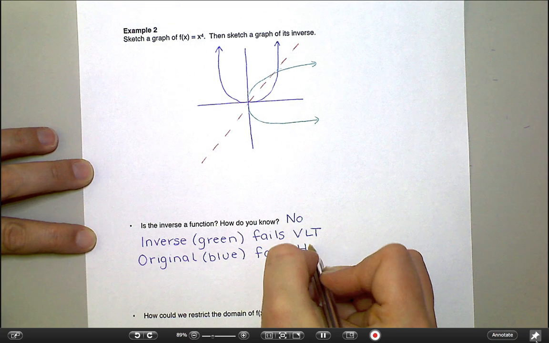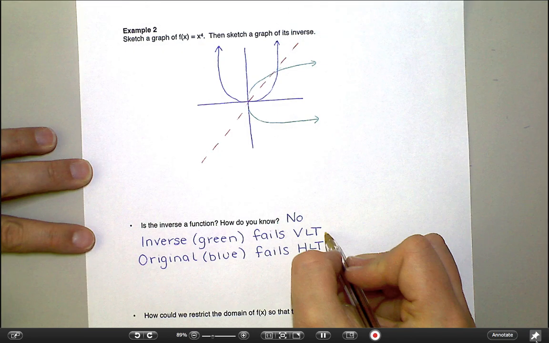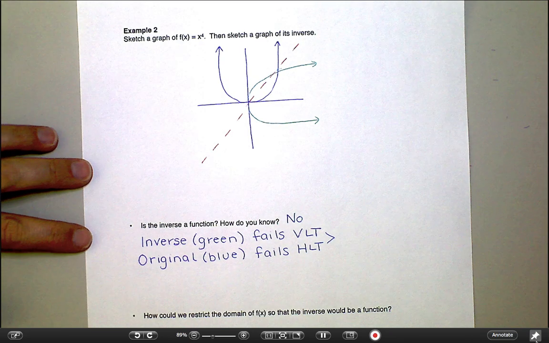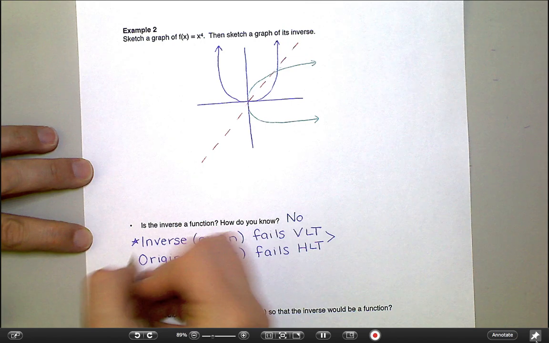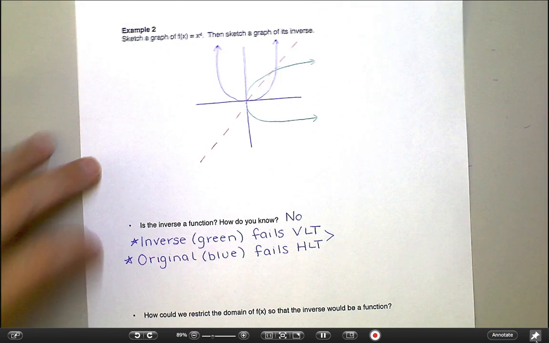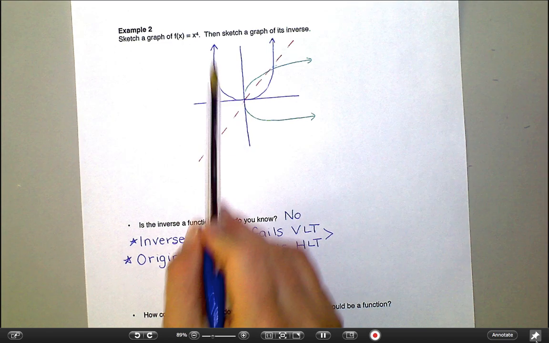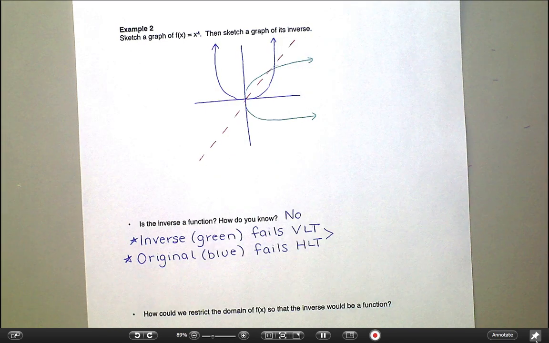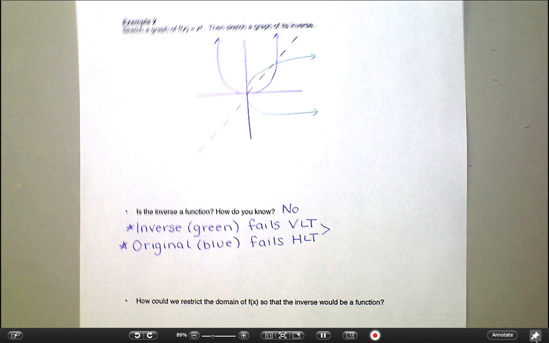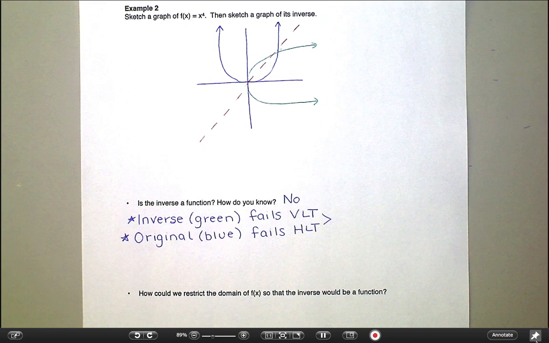Either one of those would be okay, but when you're using one of these two tests, you do have to make sure to indicate whether you're talking about the inverse of the original, okay? Because the vertical line test passes for the original here. So if you just said it fails the vertical line test, I don't know if you're talking about the inverse of the original, okay? So make sure you specify the inverse fails the vertical line test or the original fails the horizontal line test.